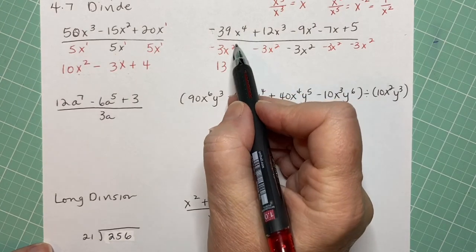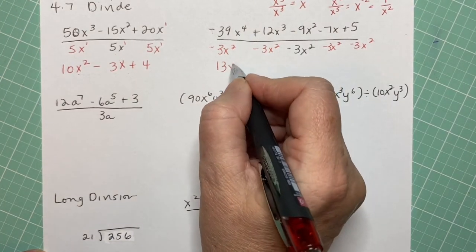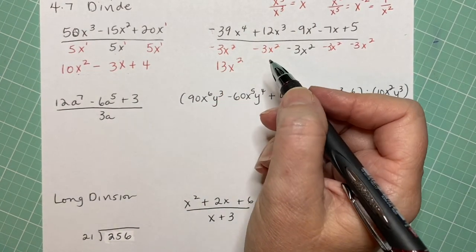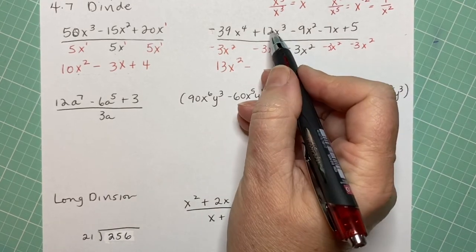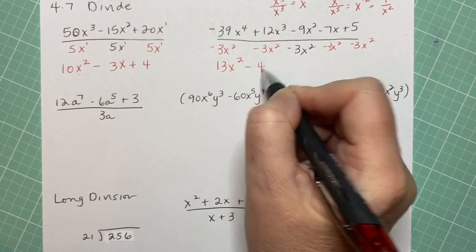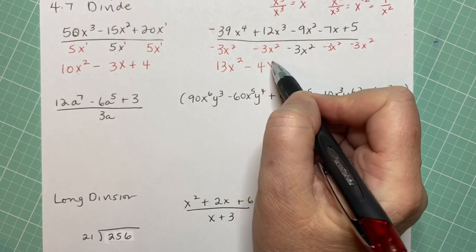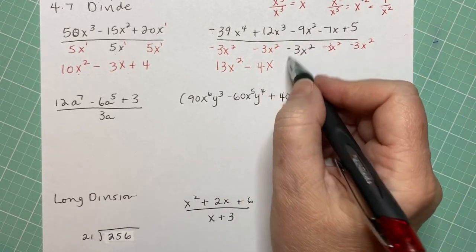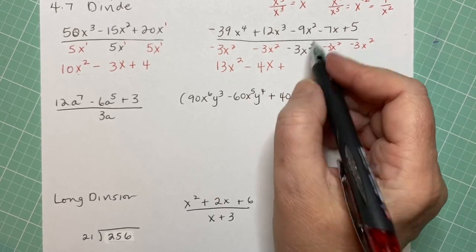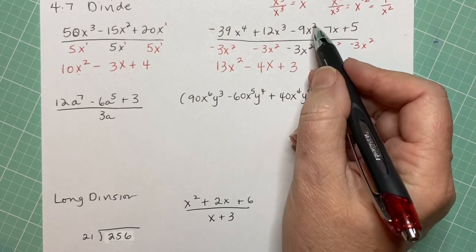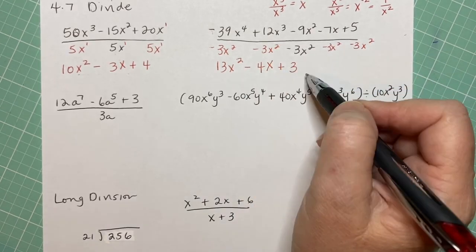And then x to the fourth divided by x squared, 4 minus 2 leaves 2. The signs are different, so it's negative. 12 divided by 3 is 4. 3 minus 2 just leaves 1x there. Then the signs are alike, so it's positive. 9 divided by 3 is 3. And here, 2 minus 2 leaves 0 x's.